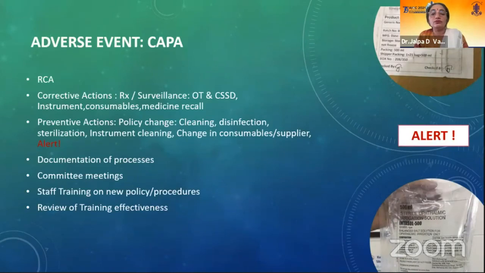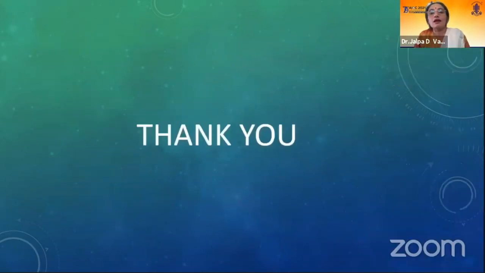Now you also need to give an alert to your colleagues regarding faulty consumables. Document the entire process, which may help us during a court case. The infection control committee has to review and approve the new policy, and staff should be trained about the new protocols and policy. Again, the training review is needed to ensure that the staff is trained and has understood properly. Thank you.